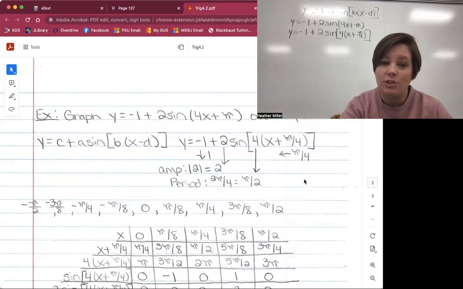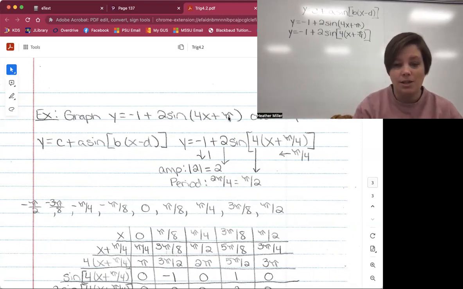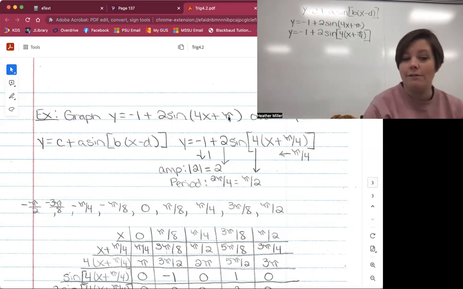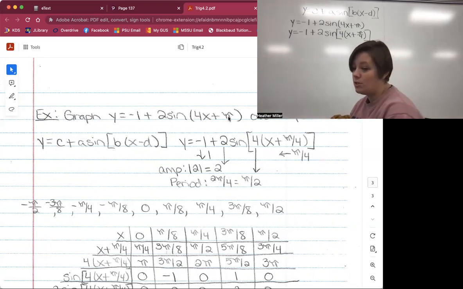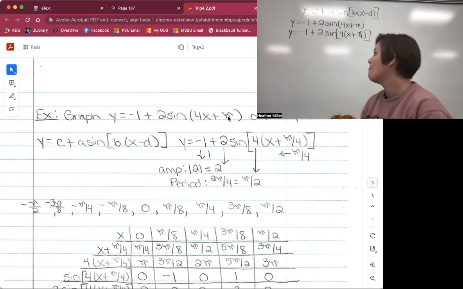But if you don't factor it out, then your horizontal shift is going to be completely wrong. Because if I don't factor that 4 out of the pi as well, then I'm going to think, oh, I'm moving everything to the left pi units. And that's not what's actually happening. I'm only moving things to the left by pi over 4 units. And so you do want to be really careful about that.